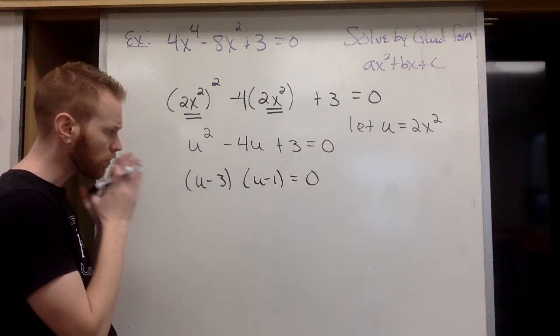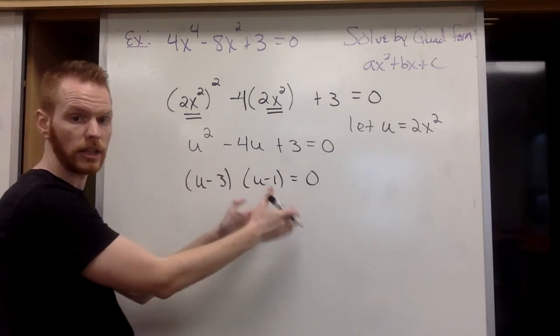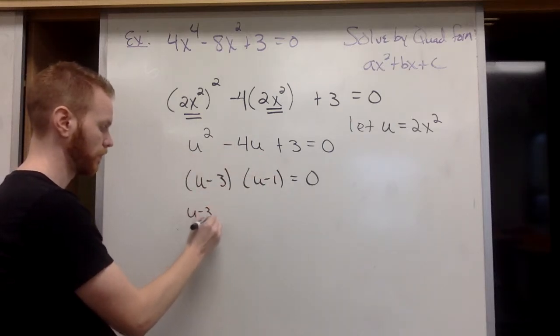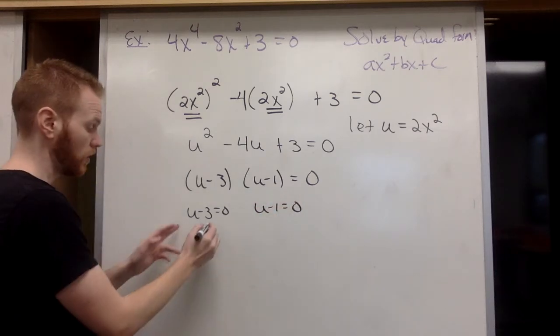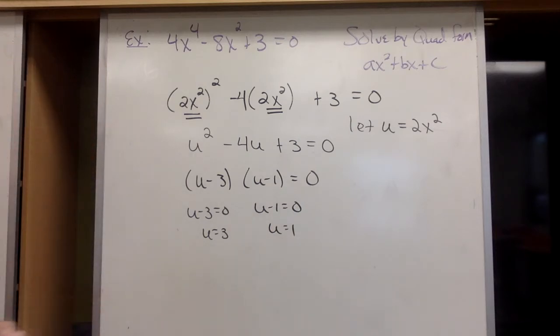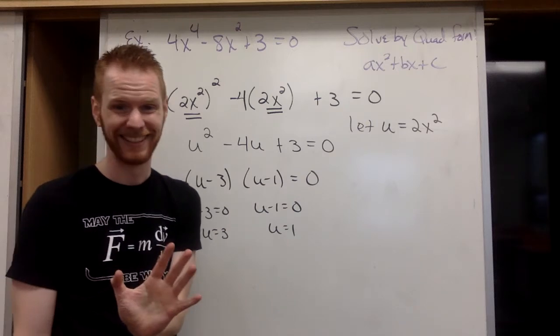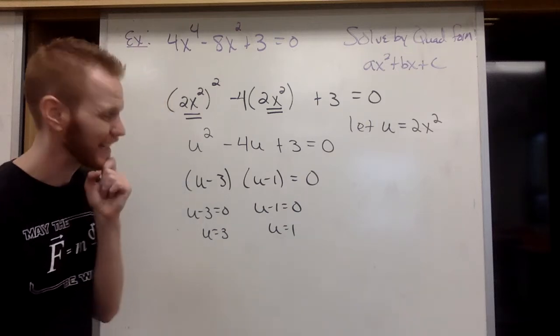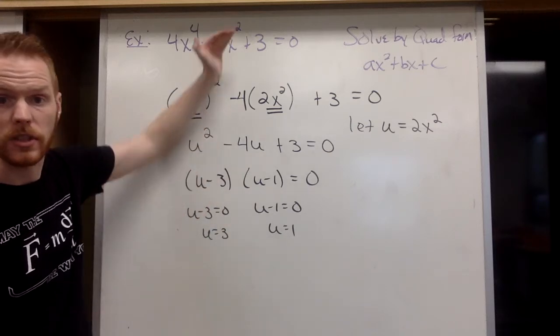Now, to solve this, I'm going to use the zero product property. So set each of these equal to 0. This is going to work out really nice. This is going to be 3, and this guy would be a 1. But I'm not done. All right? Not done yet. There's an issue. These are answers to this guy. They're not answers to this guy yet.